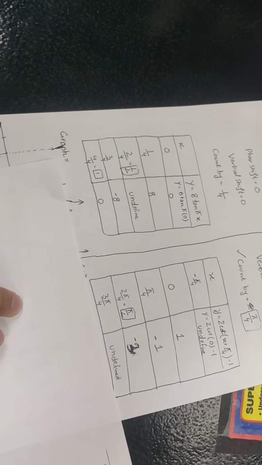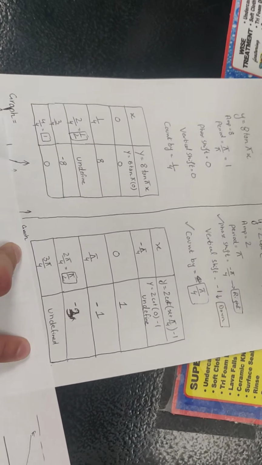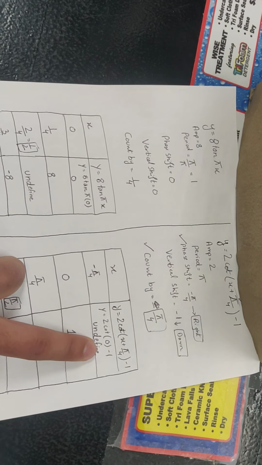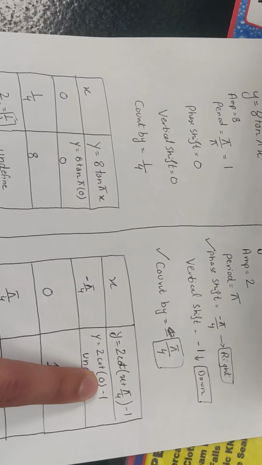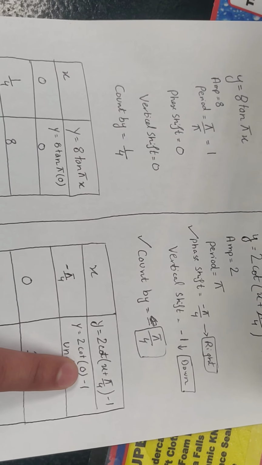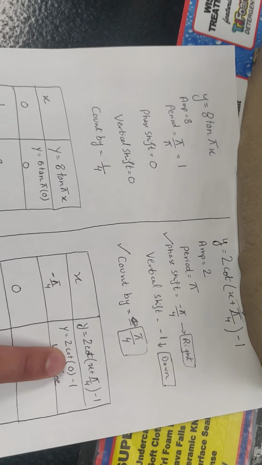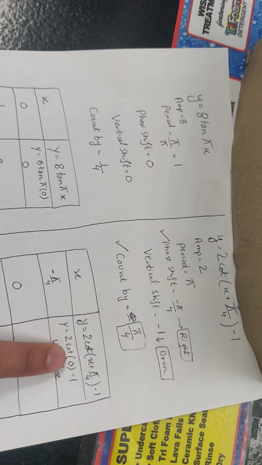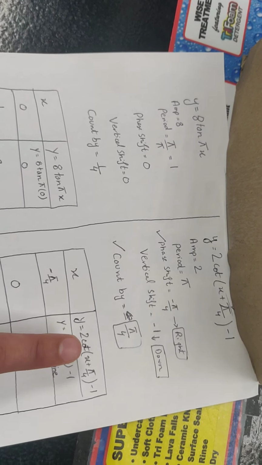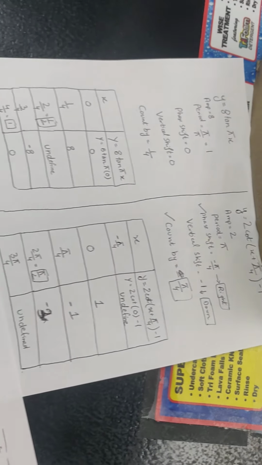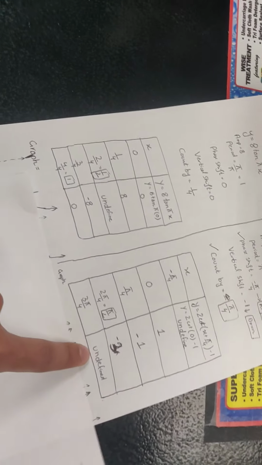And the last one should be undefined, because 3 pi by 4 plus pi by 4 is 4 pi by 4, which is pi. Cotangent of pi means negative 1 over 0, so it is undefined again because the denominator is 0.